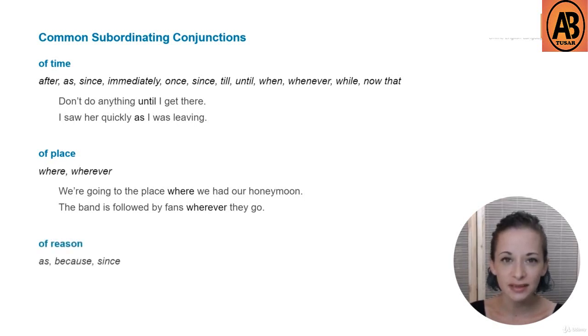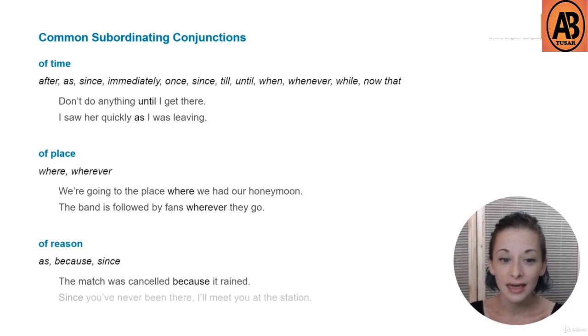Subordinating conjunctions of reason include as, because, and since. For example, the match was cancelled because it rained. And, since you've never been there, I'll meet you at the station.